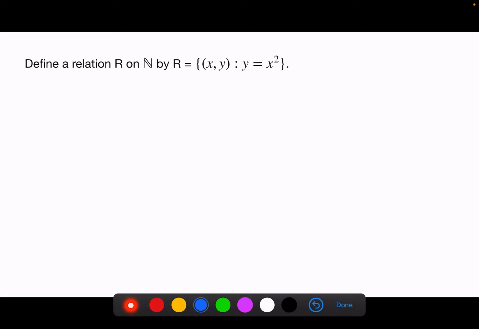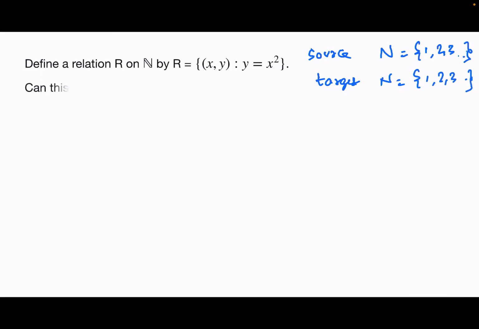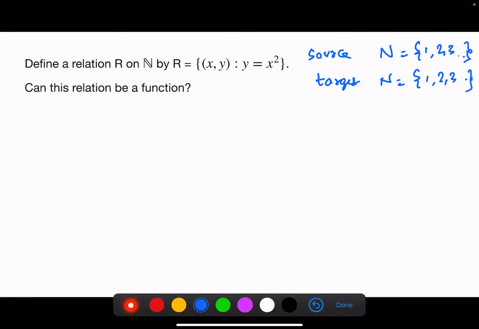Now let's take this relation. Again, this relation is from N to N. Your source is the set of natural numbers, and your target is also the set of natural numbers. So you have all these numbers, 1, 2, 3, and so on. Now can this be a function, guys? What do you think? Can this relation be a function?